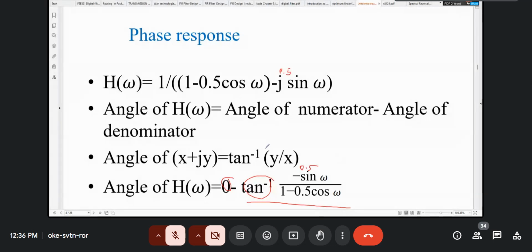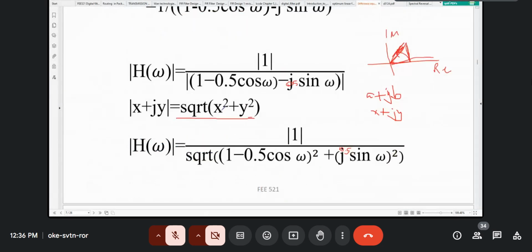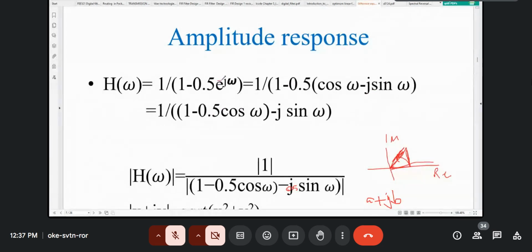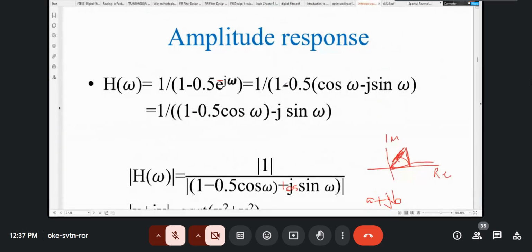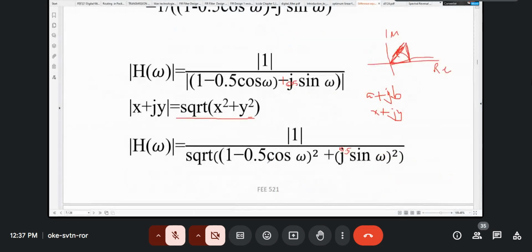The phase response, h of omega, is 1 minus e. Did you correct the problem where we had minus? Okay, that's why we end up getting this here. So I think from here there should be no problem. Once we correct there, that's how we end up with this. I think the second answer for h of omega should be plus 0.5 j sine omega. This should be plus because there was a minus here and a minus here. Thank you very much. Okay.